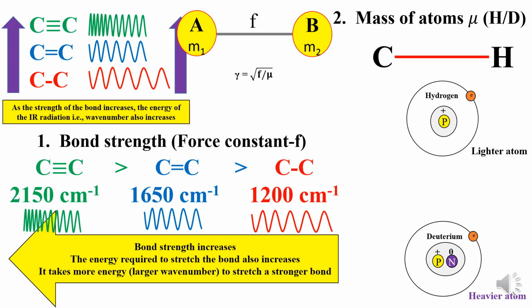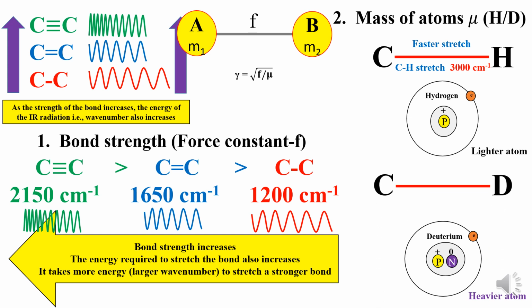In case of the CH bond, we know that hydrogen atom is lighter, and because of the lightness of hydrogen atom, the stretching of the CH bond happens at a faster rate. So there is faster stretching because of the lightness of the hydrogen atom. In order to match this CH stretching, which is occurring at a faster rate, a higher wave number is required or more energy is required. So around 3000 centimeter inverse wave number is required to match this CH stretching frequency.